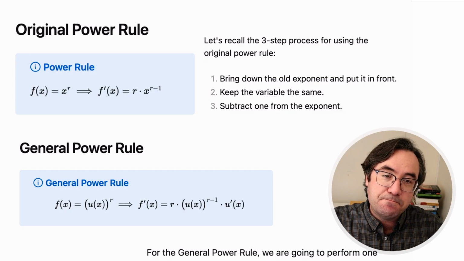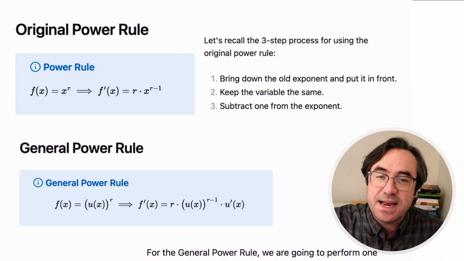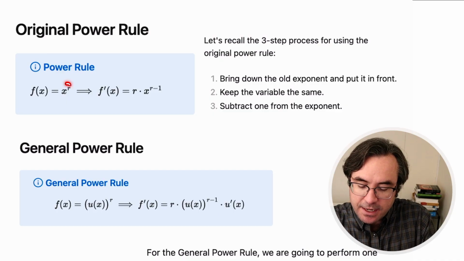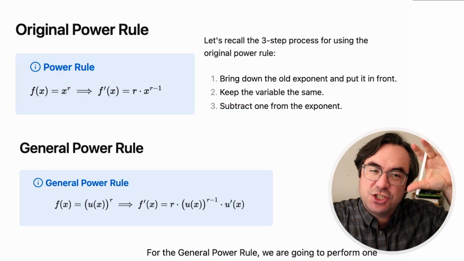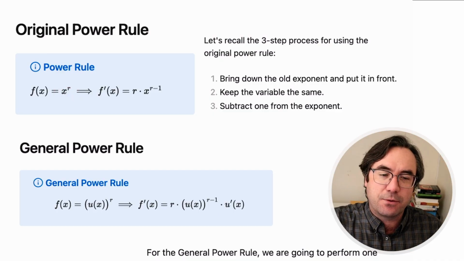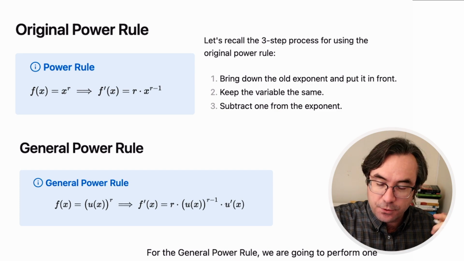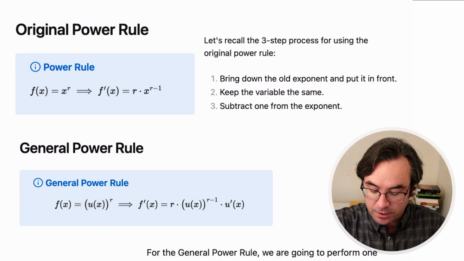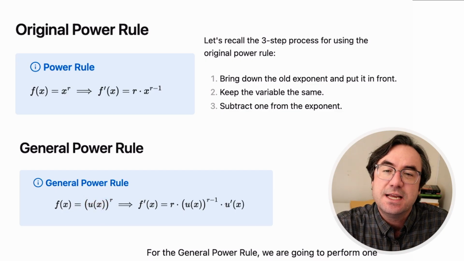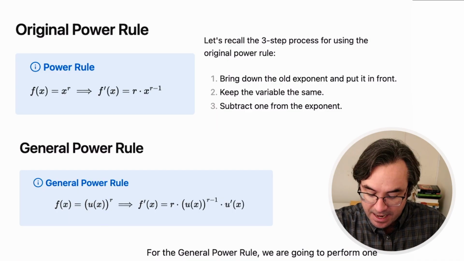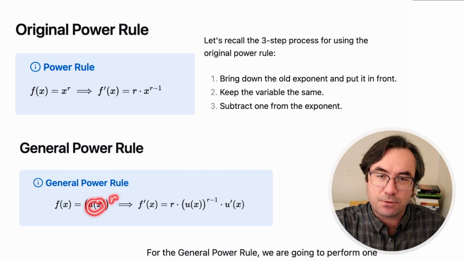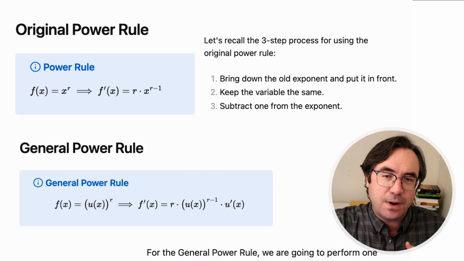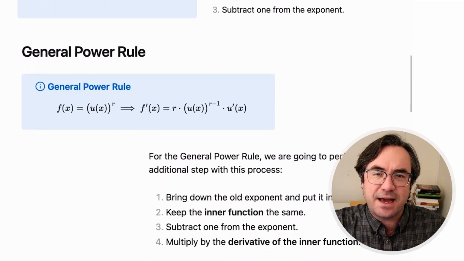What we're going to do is extend this now to general power functions. So we're not going to be looking at powers of x where it's just x raised to the power r. Now we're going to have stuff inside parentheses. We're going to have a whole bunch of x terms inside parentheses, and that whole thing is going to get raised to the power r. All right, so how do we differentiate something like that?